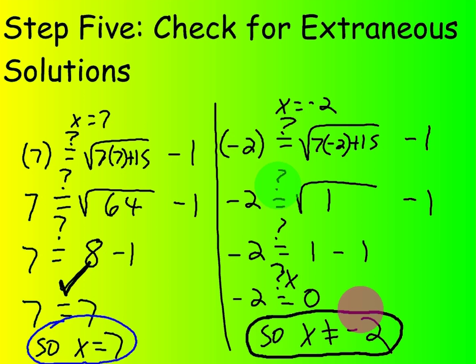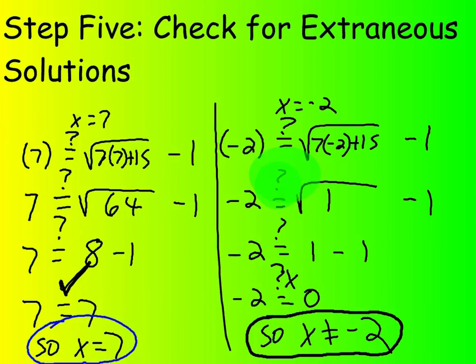Step 5 is to check for extraneous solutions. An extraneous solution happens when you plug a number back into an equation and it doesn't work. I will demonstrate and I'll explain why. So let's plug in the 7 that we got, x equals 7. When you plug in 7 back into the original equation, you'll get 49 plus 15, which is 64. Take the square root of that, you get 8. 8 minus 1 is 7. It checks out, so it's not extraneous. It works. You can circle it.